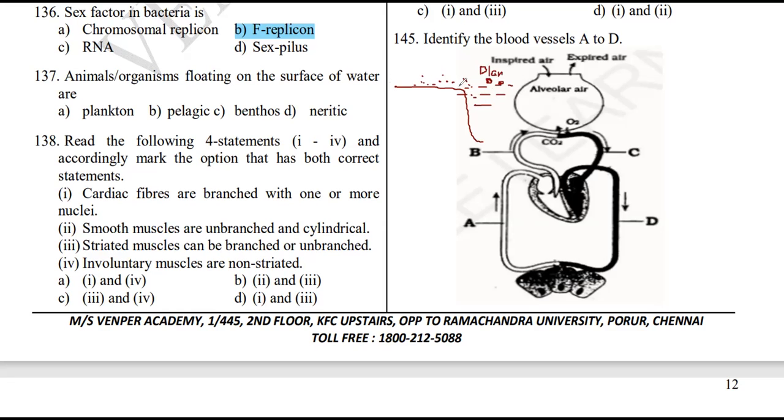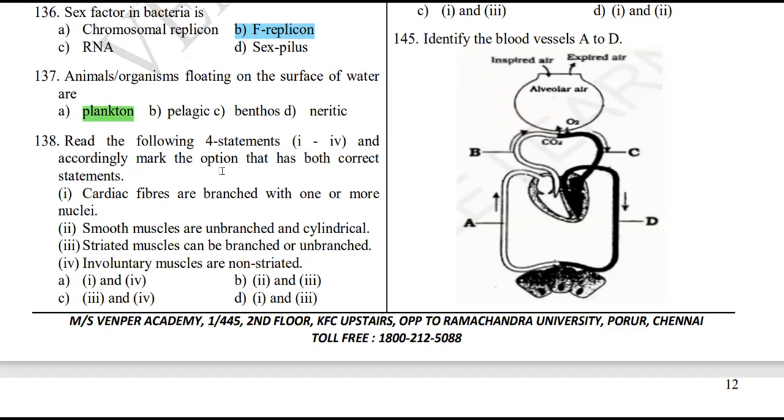And the next is going to be neritic. So this area is going to be the neritic region. And below this, there's going to be pelagic. Pelagic is not a very deep area in the ocean. Only benthos are going to be very, very deep. There are some fishes which live in the very deep side of the oceans. But the question is animals which live on the surface of the water, so it's going to be planktons.